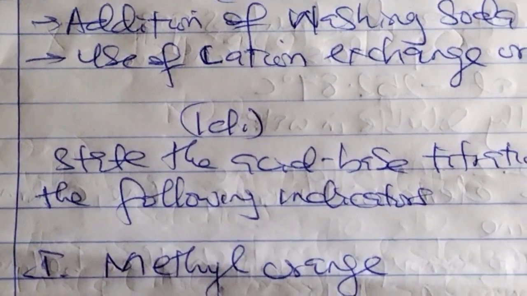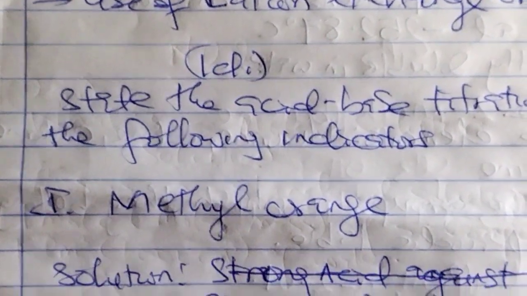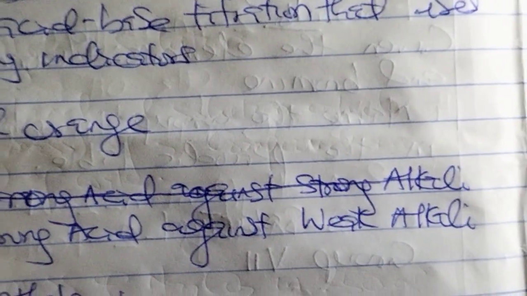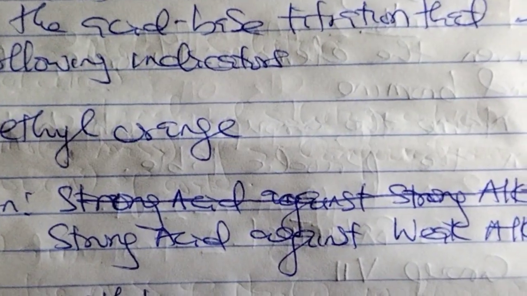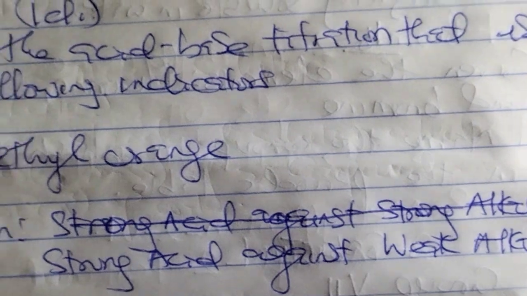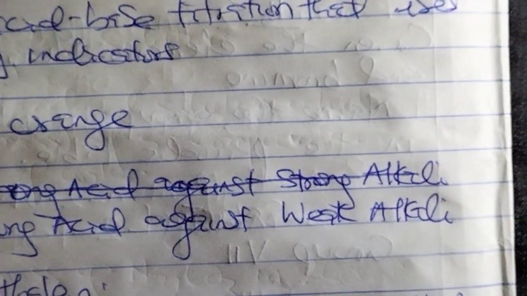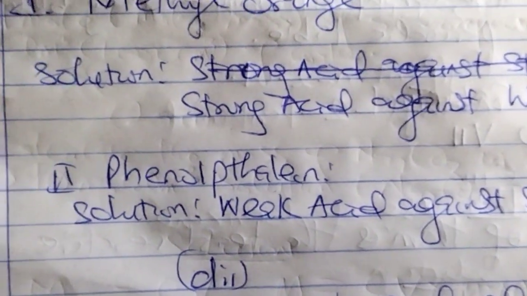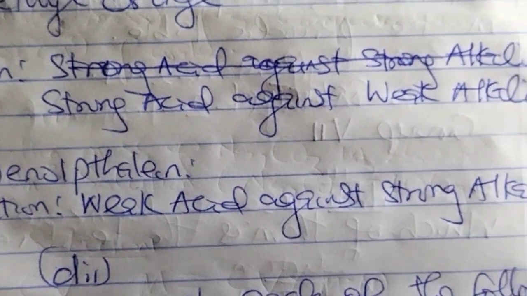1DI says state the acid-base titration that uses the following indicators. Methyl orange. Solution: strong acid against weak alkali. You can see that we cancelled strong acid against strong alkali because strong acid against strong alkali can use any indicator, but they are being specific here. We're talking about methyl orange only, so methyl orange is used for strong acid against weak alkali. Phenolphthalein: weak acid against strong alkali.